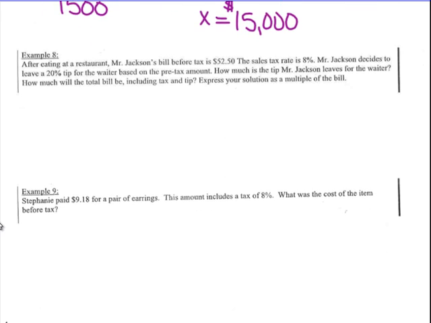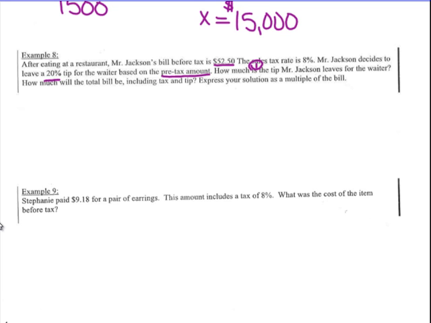After eating at a restaurant, Mr. Jackson's bill before tax is $52.50. The sales tax rate is 8%. Mr. Jackson decides to leave a 20% tip for the waiter based on the pre-tax amount, so before tax. So he wants to leave 20% of $52.50. How much is the tip?